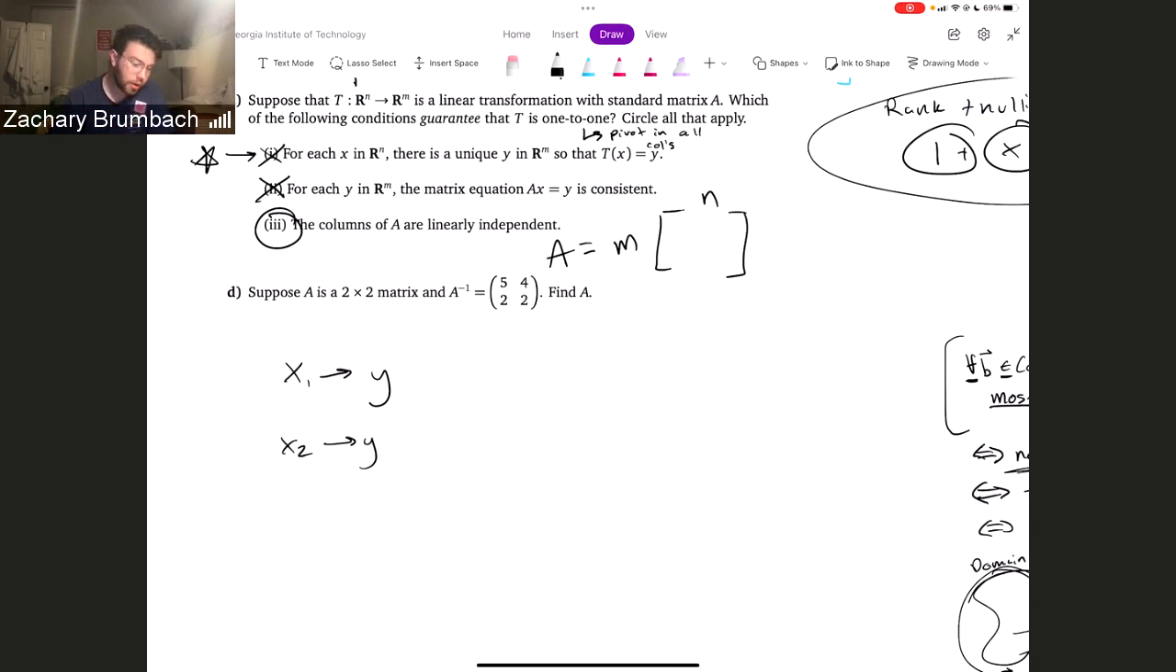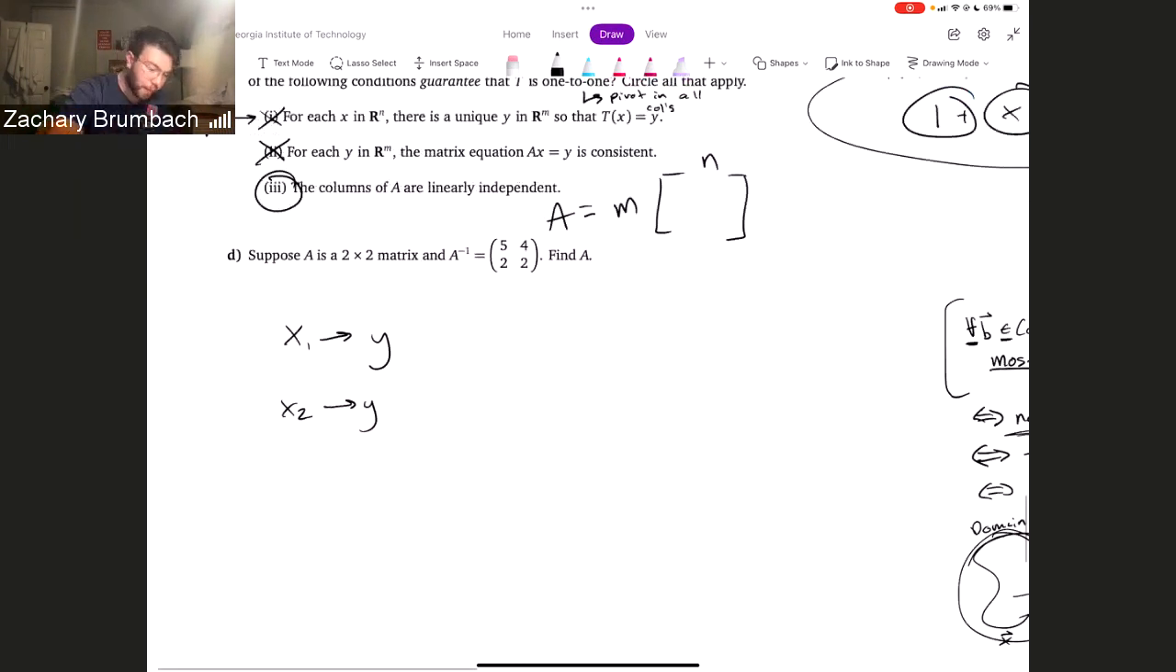Okay. 2 is false because getting to all y is not the same thing as being one-to-one. That is the same thing as being onto. If it were square, then that would be true. But for each y, the matrix equation is consistent. That's only saying that there's at least one way to get there, because there can be infinitely many ways to get there as well.